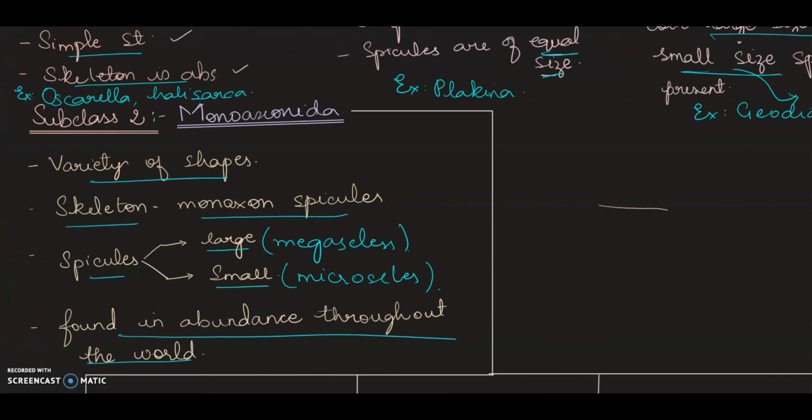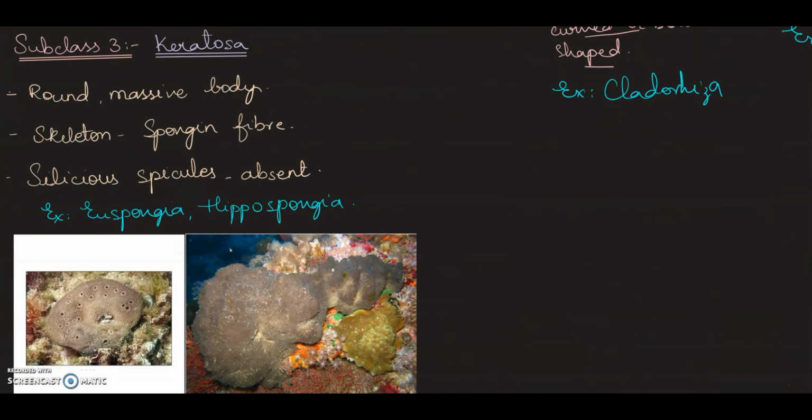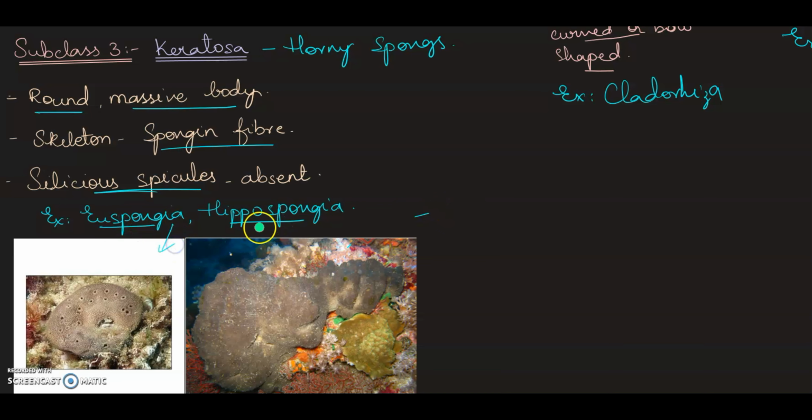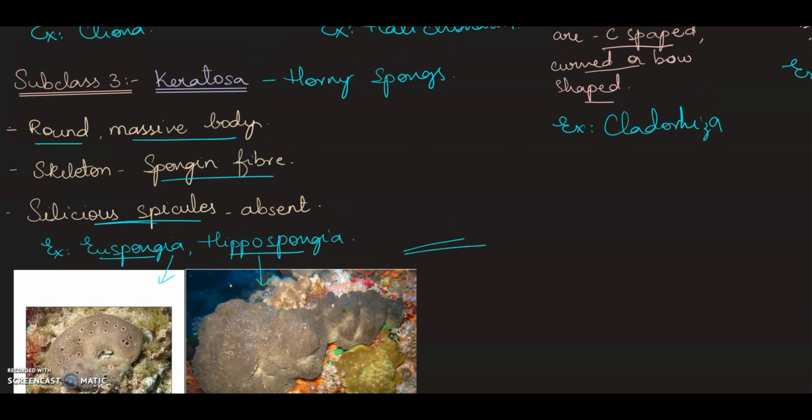Now talking about the third subclass Keratosa. Sponges under Keratosa are also called horny sponges. Now they are round and they have a massive body. Skeleton is made up of spongin fibers, and siliceous spicules are absent. Examples of this subclass are Euspongia and Hippospongia. This is Euspongia and this is Hippospongia. So yeah, with this we are also done with this class Demospongiae as well.